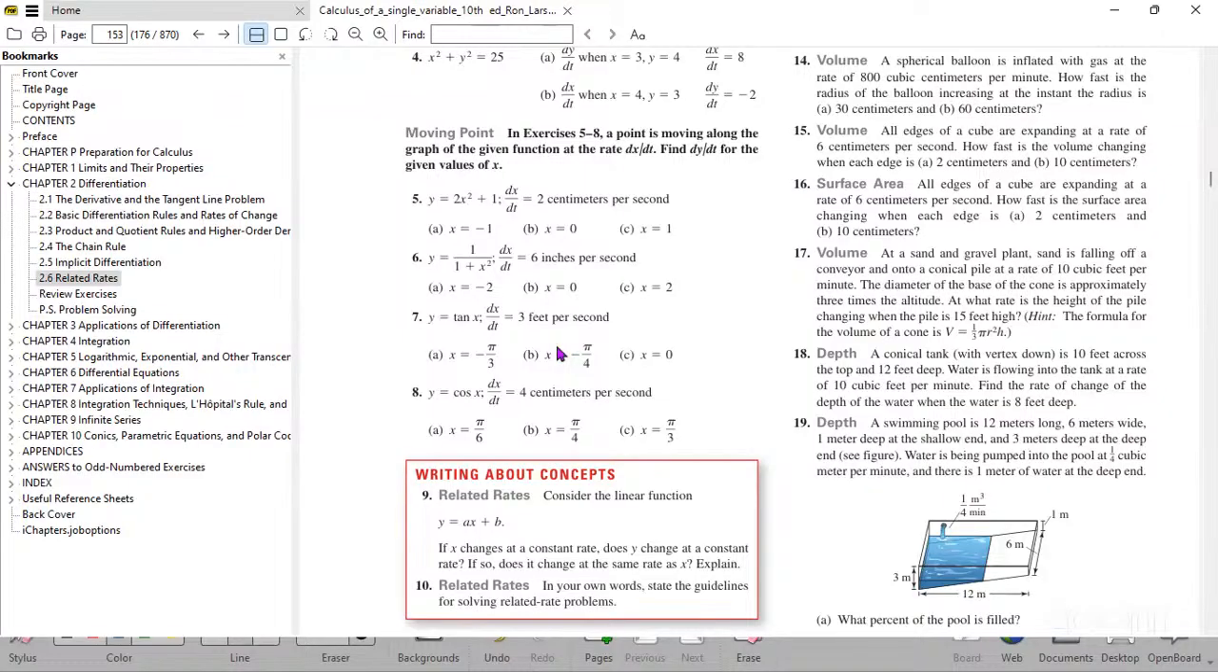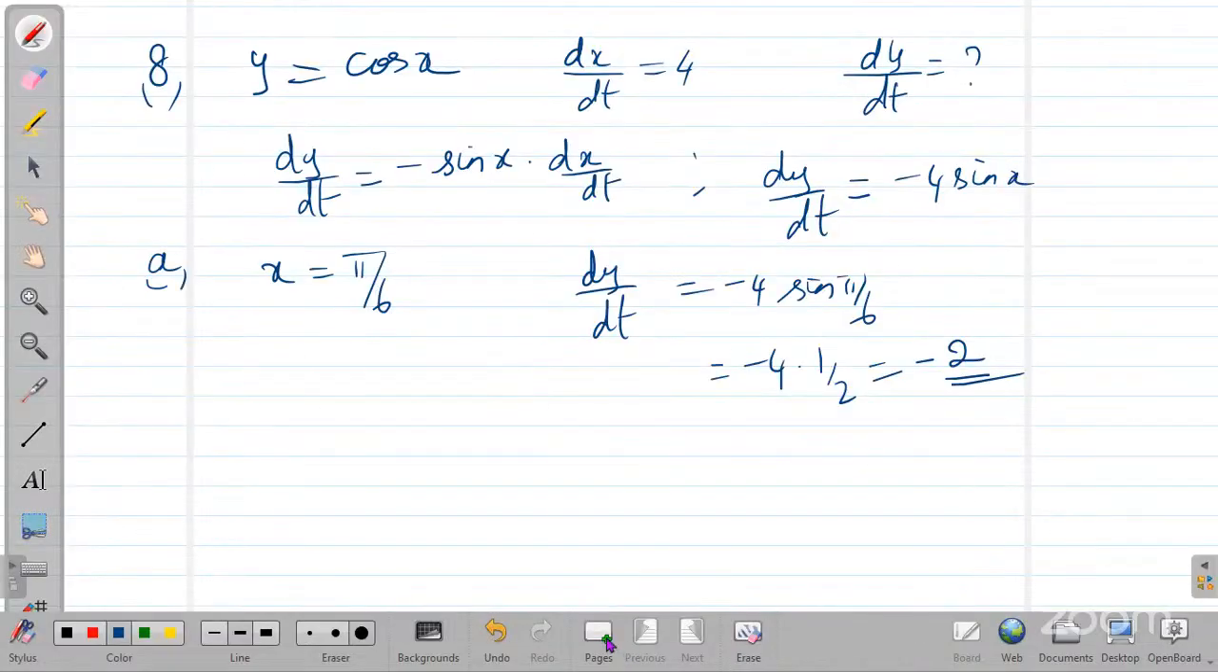I asked number 16 as well. Okay, number 16 here. All edges of a cube are expanding at a rate of 6 centimeters per second. So the side of a cube is expanding here. How fast is the surface area changing when the edge is 2 centimeters and when the edge is 10 centimeters? So this is a very good example of a problem where you can understand the change in area perspective. I'll explain here.